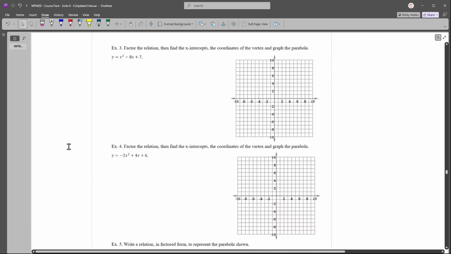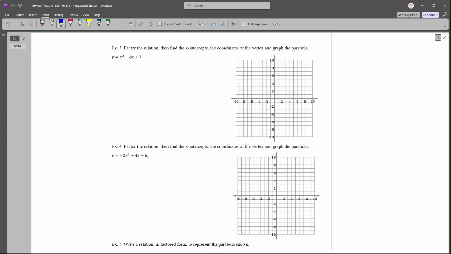Alrighty. So in this question, remember it said that if we are given something in standard form, we can factor it, and then we can put it into factored form. That's what we're going to do now. There we go. So factor the relation, then find the x-intercepts, the coordinates of the vertex, and graph the parabola. So we got lots to do here.